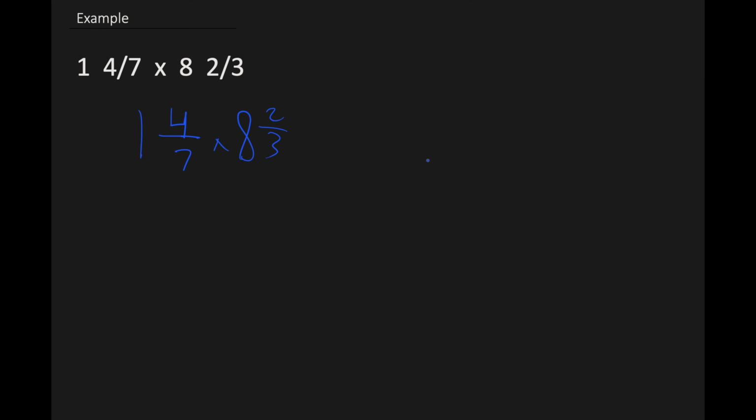Okay. This one, 1 times 7 is 7, plus 4 is 11, so 11/7 times, we have 8 times 3 is 24, right, plus the 2 is 26, and there you go. 7 times 3 is 21, and 11 times 26 is a lot, so let's do that. 11 times 26. Okay, I'm not going to say much during this part. I just want to do that nice and quick. Okay, there you go. It's 286.